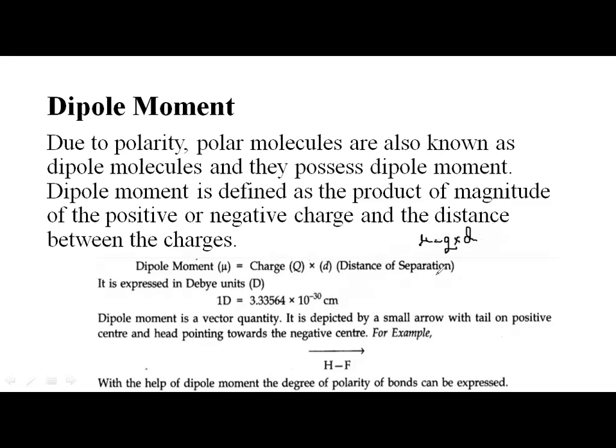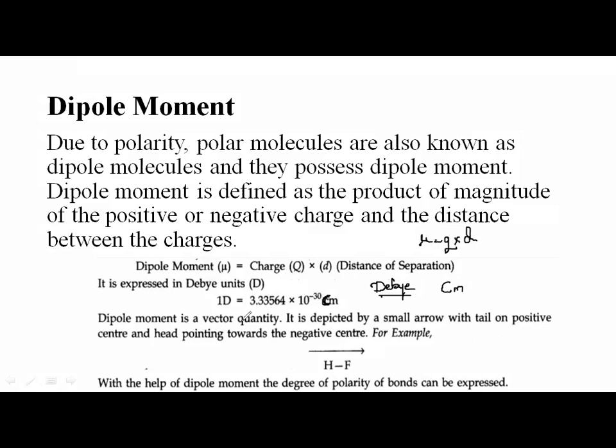So when we say charges, what is the unit? It is coulomb. Distance of separation is meter. So the SI unit is coulomb meter, but it is expressed in Debye units, written as capital D. And 1 Debye is equal to 3.33564 into 10 raised to minus 30 coulomb meters. This is the conversion factor. So the SI unit is coulomb meter, but the Debye unit is most commonly used.